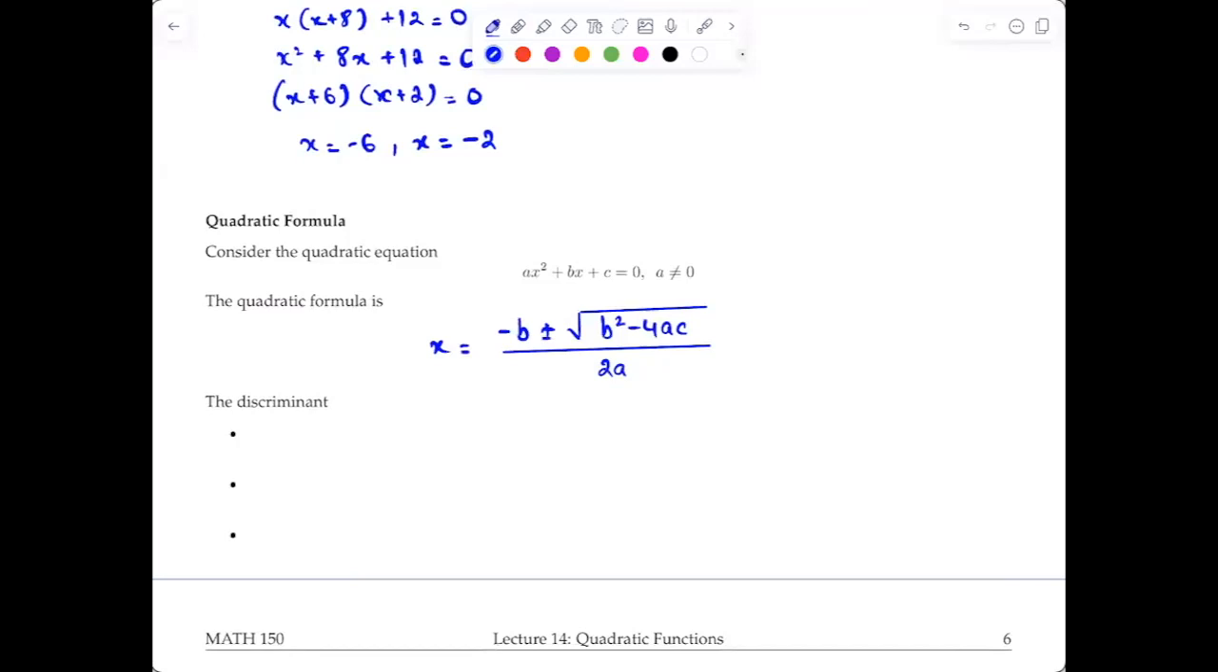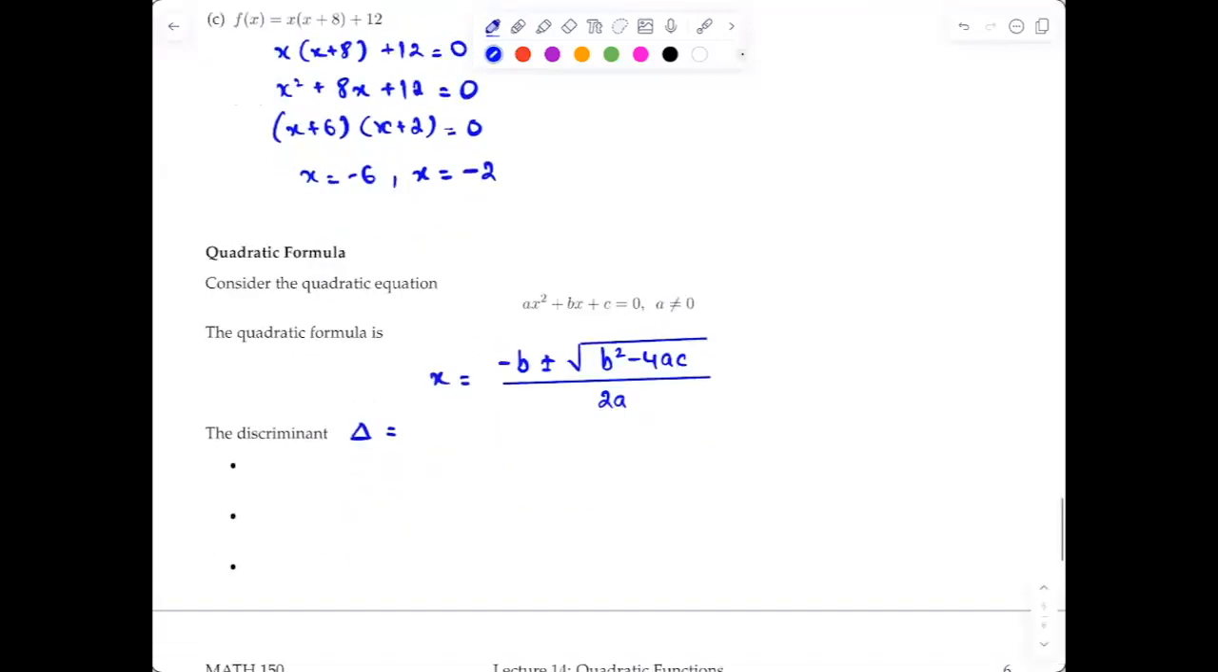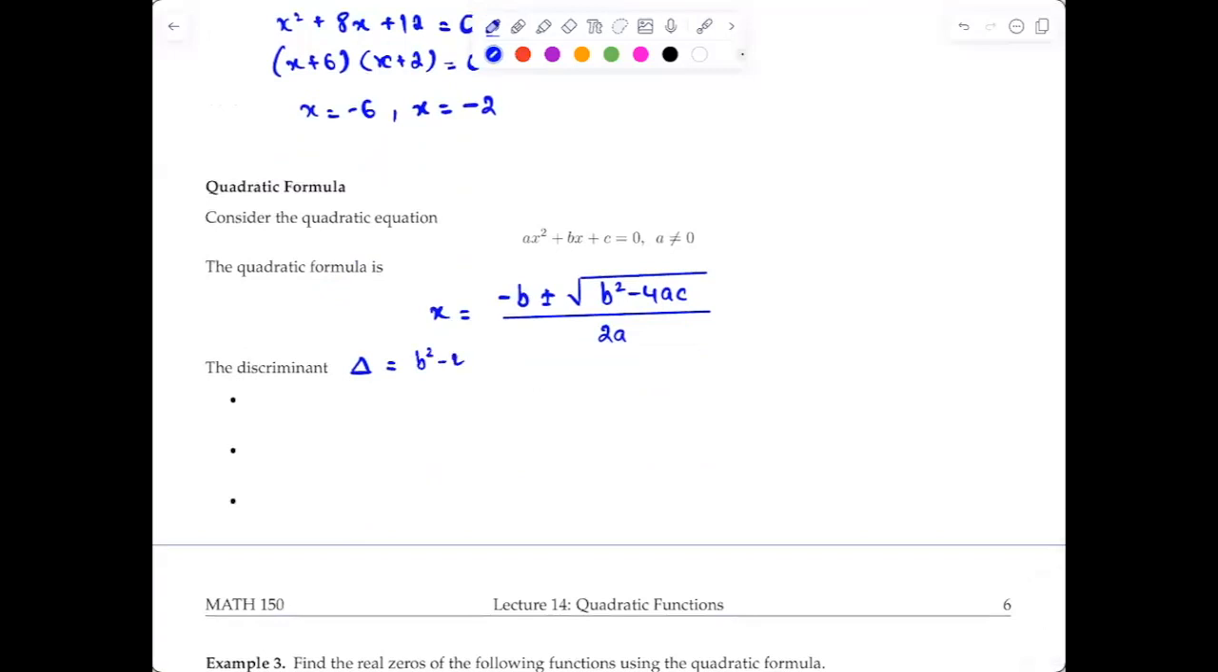And that part, b squared minus 4ac, in mathematics is called the discriminant and usually denoted as delta, equal to b squared minus 4ac. So when delta is positive, you obtain two real solutions, two real distinct solutions.